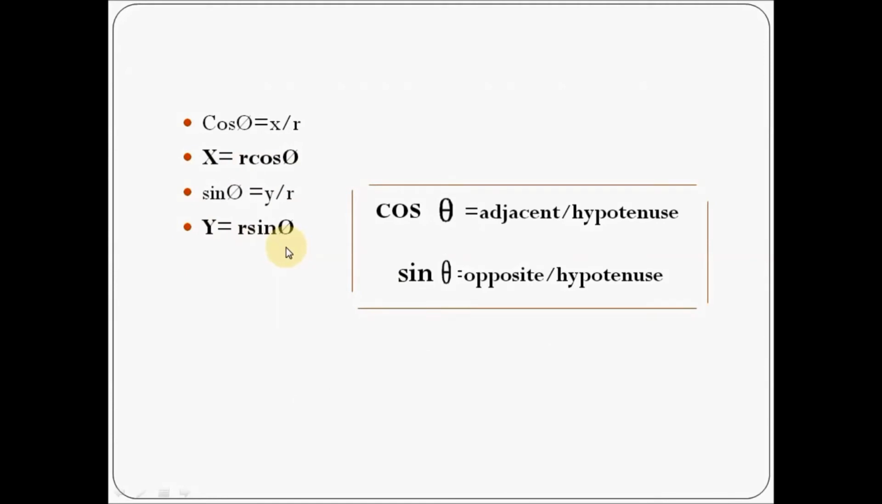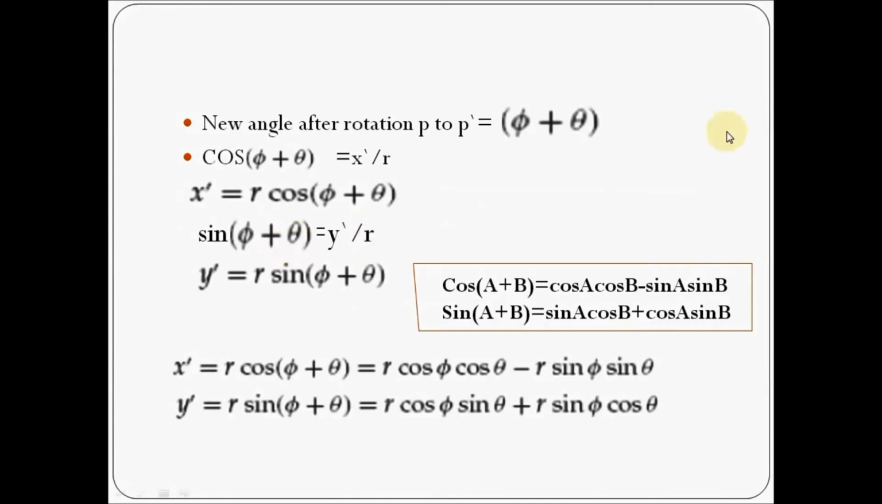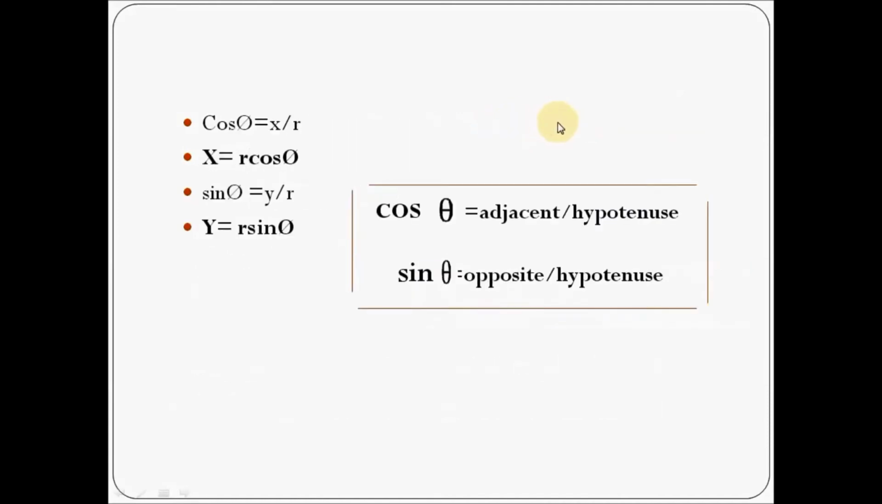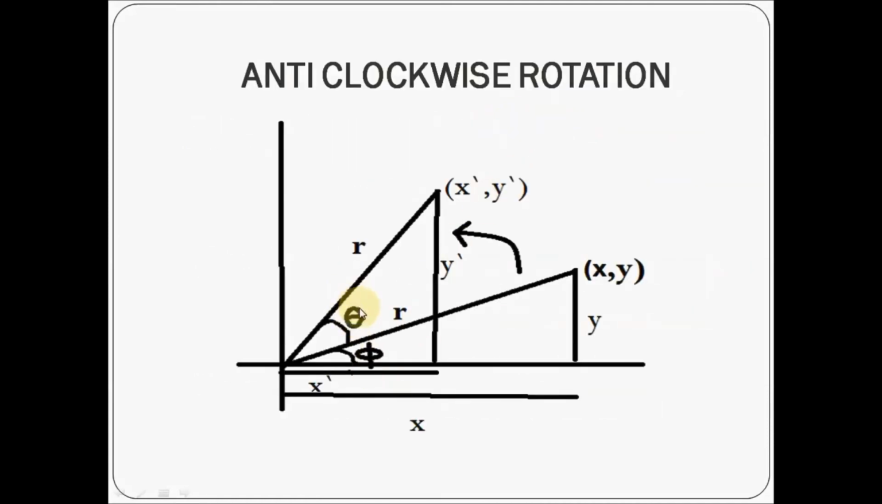Now I have to find out the new angle. New angle means I have to find out the angle after rotation. After rotation the new angle will be phi plus theta. You can see the diagram. So after rotation you have to add both these angles, phi plus theta, because you have to get the new rotation value, right? That's why we have to add both these angles to get the new point, that is x dash comma y dash.